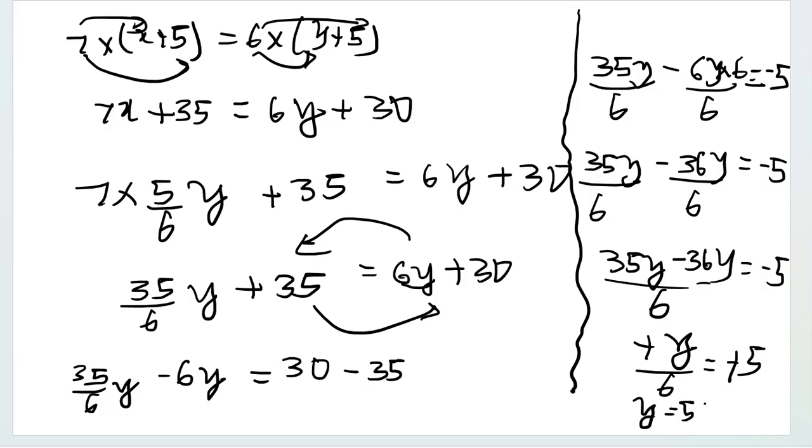Minus minus I cancel. Y I get 5. This 6 I take this side. So it becomes multiplied. 5 6 are 30. So therefore I got y.